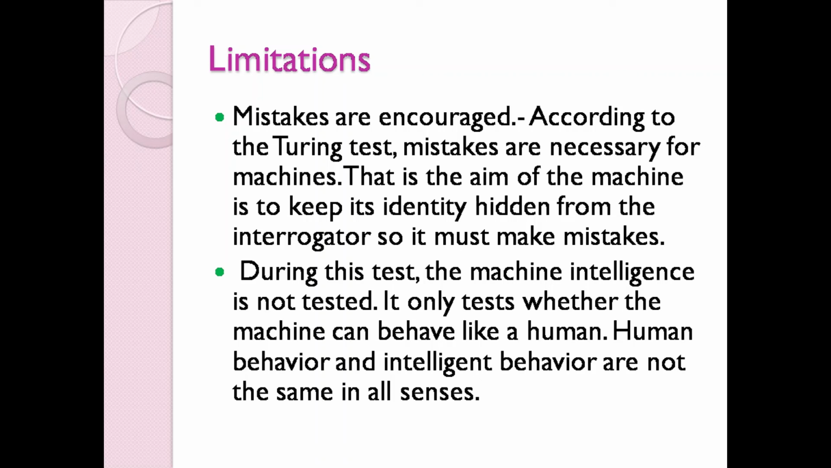Limitations in this: mistakes are encouraged. According to the Turing test, mistakes are necessary for machines. That is, the aim of the machine is to keep its identity hidden from the interrogator, so it must make mistakes. Now it is clear why the computer says no even if they ask if you are a computer.